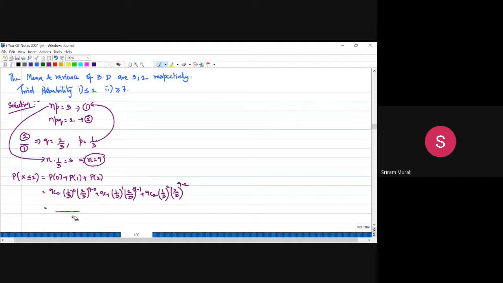Okay, the LCM is 3 power 9. Do you agree? Because everything is 3 power 9, 3 power 9, 3 power 9. 9c0 is 1, into 2 power 9. 9c1 is 9 into 2 power 8. What is 9c2? 9c2 is 9 into 8 by 2 into 1, that is 36 into 2 power 7. So simplify, you will get the answer.